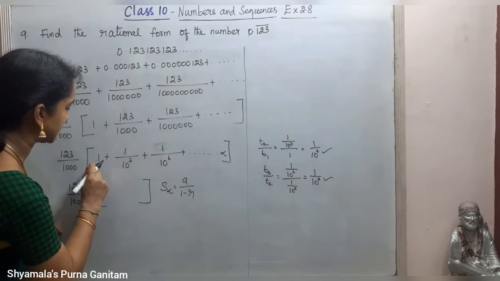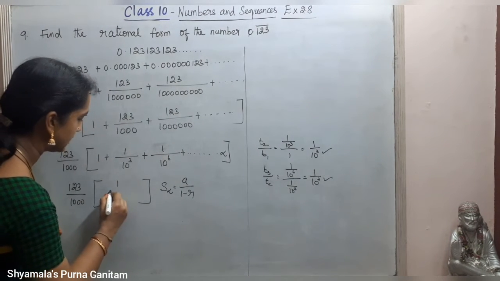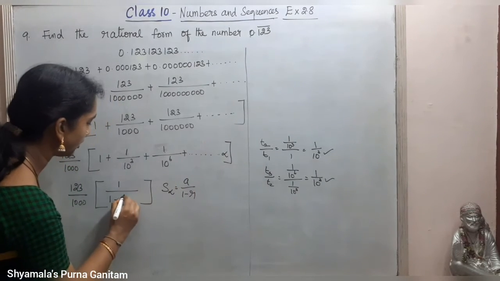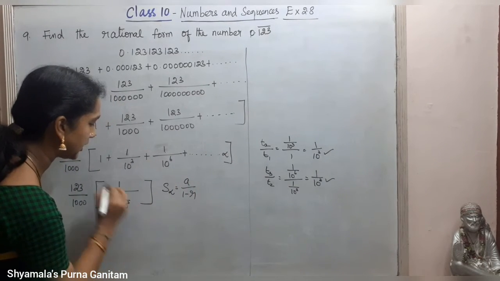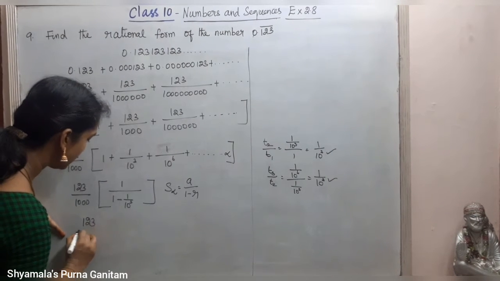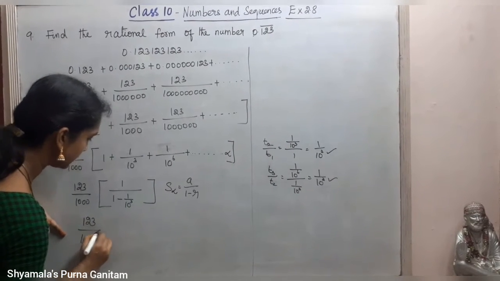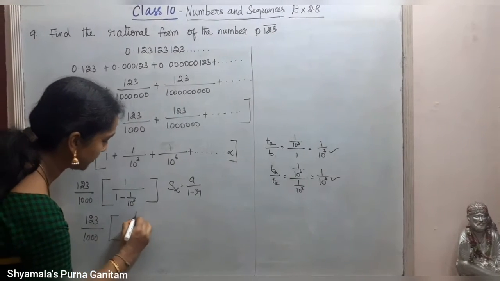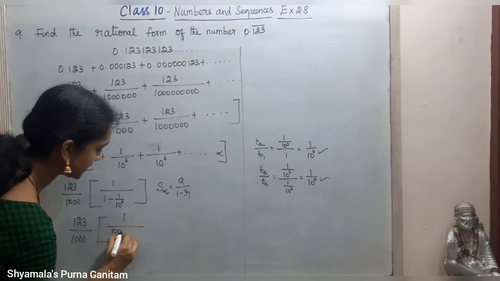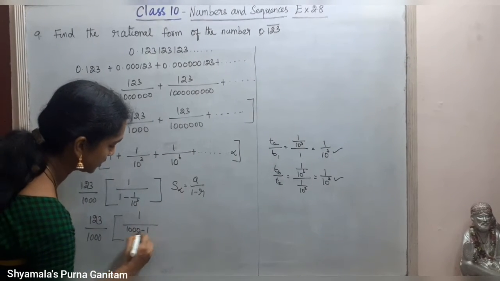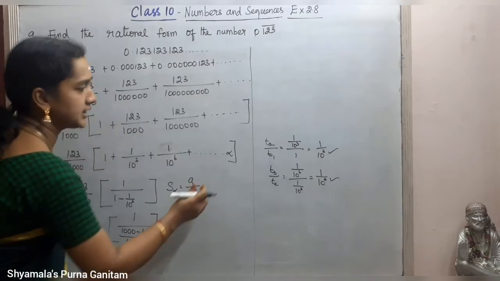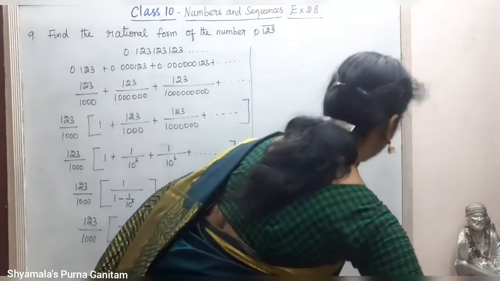What is A? The first term is 1. What is the ratio we got? 1 by 10 power 3. So this is the ratio. So 123 by 1000 into 1 by 1 minus 1 by 10 power 3, where 10 power 3 is 1000, so 1 minus 1 by 1000. Then we have to simplify this.